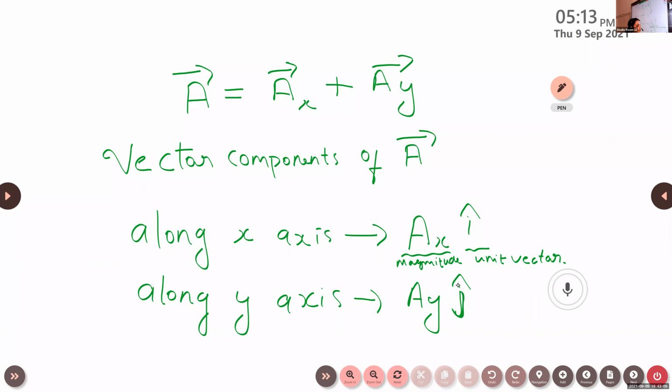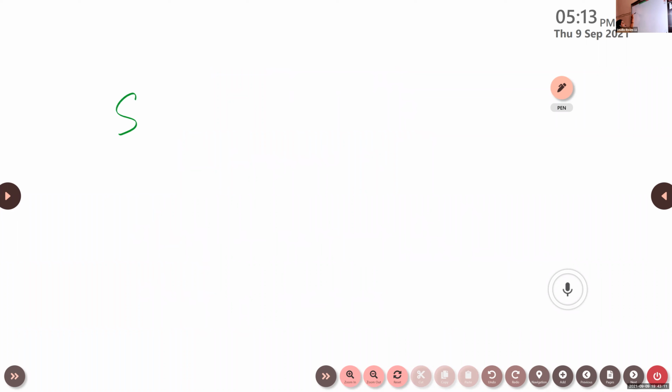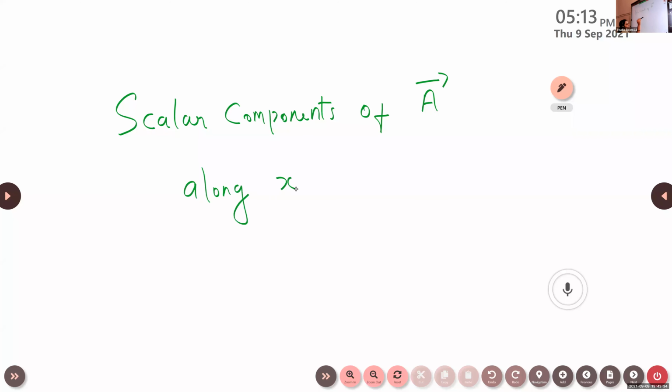Now, what about the scalar components of vector A? What do you mean by scalar? Scalar quantities have only magnitude, no direction. Scalar components of vector A along x-axis becomes, any idea? We only need to consider the magnitude, no need to consider the direction. So which part is present? Yes, it is AX. Very good.